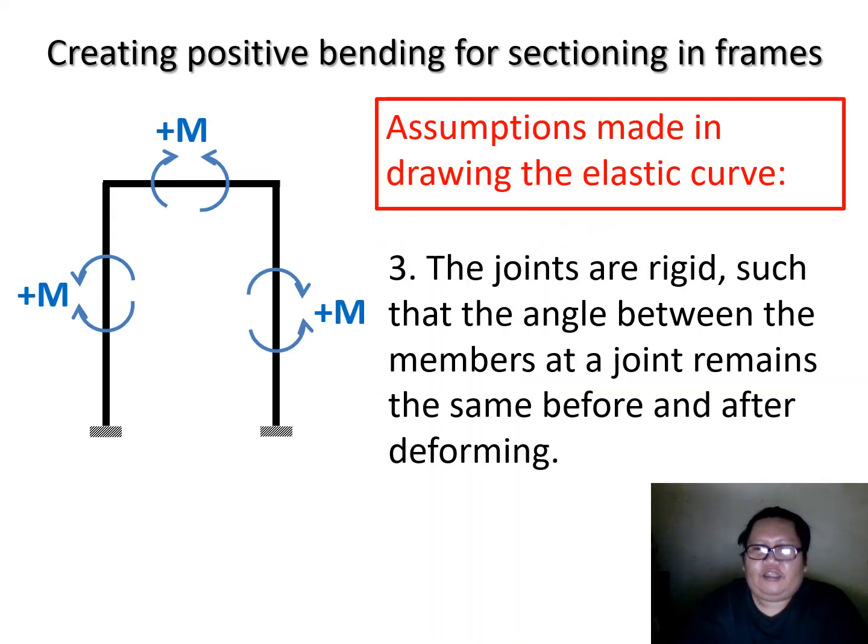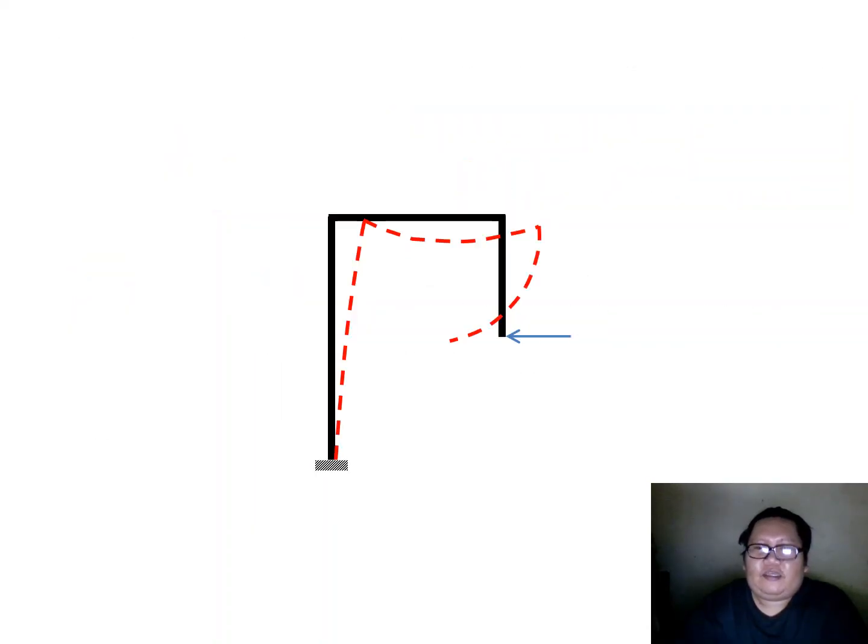Okay, number 3. The joints are rigid, such that the angle between the members at the joint remains the same before and after deforming. Of course, in continuation with number 1, before and after the deformation, the length would still be the same. And also, we would always be considering that the supports are rigid. So it's not going to deform, it's not going to twist, or there would be no physical changes. As you can see, if that portion of our frame is 90 degrees, then it would still make 90 degrees after the load is applied.